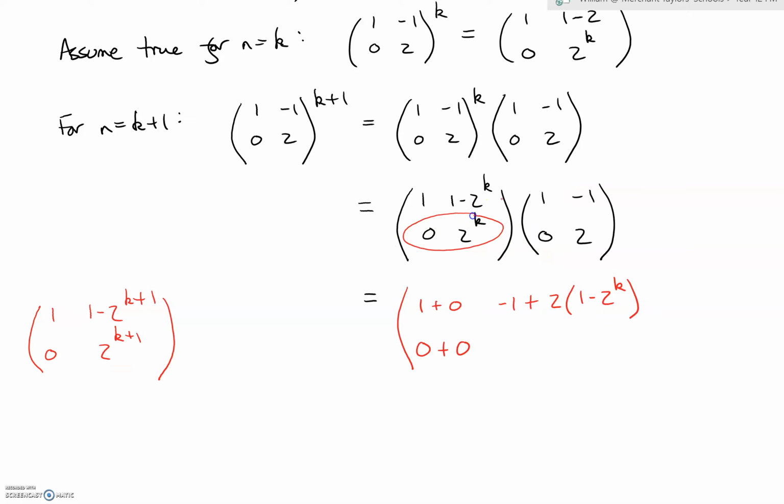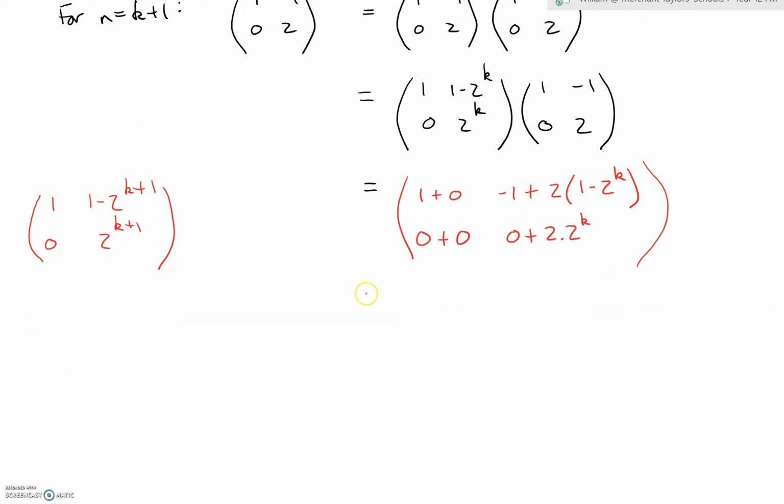And then second row times the second column, 0 times minus 1, and 2 times 2 to the k. I'm just going to put a little dot for the multiplication there. So multiplying matrices as usual. Make sure you get your elements in the right place, and then we want to try and simplify this, and we want to try and make it look like this.